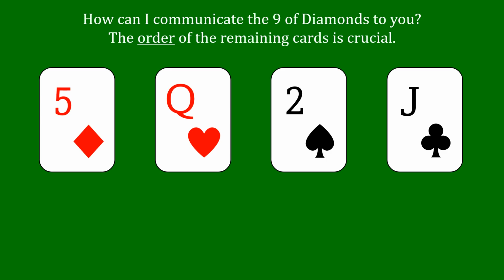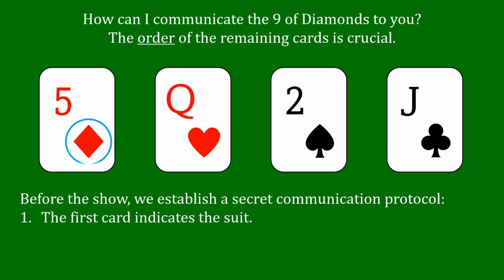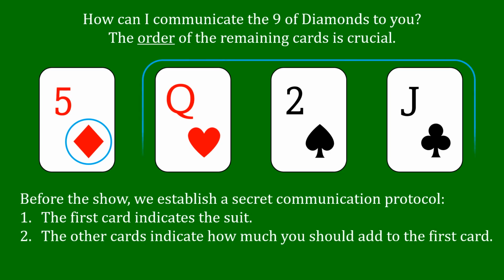Before the show, we established a secret communication protocol. When you look at the 4 cards that are face up, the first card will always indicate the suit. In this case, you see the 5 of diamonds, so you know that the face down card is a diamond. The other 3 cards will indicate how much you should add to the first card. This step is trickier than just looking at the suit, but later, we'll see why these 3 cards in this order represent +4. Putting this together, you know it's a diamond and you know it's 5 plus 4, so you know that the face down card is the 9 of diamonds.